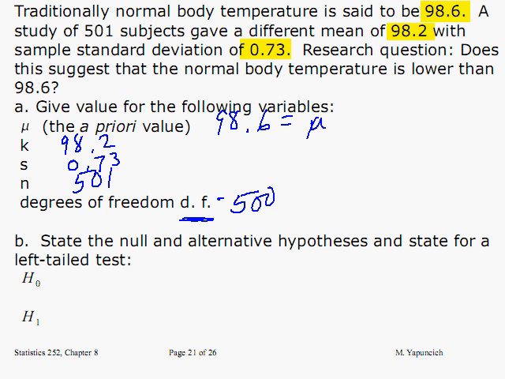Then we state the null and alternative hypothesis, and this will be for a left tail test. The null hypothesis always looks the same. In other words, nothing changes. For H1, the true mean is less than 98.6. That's your alternative hypothesis for a left tail test.